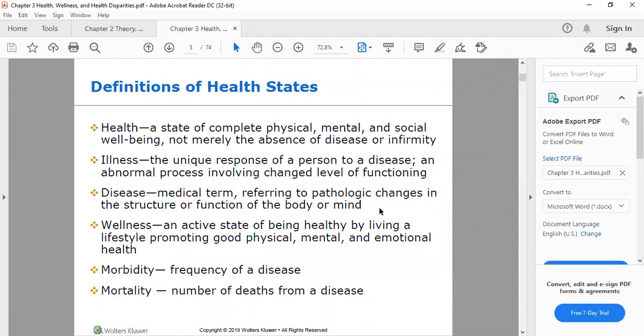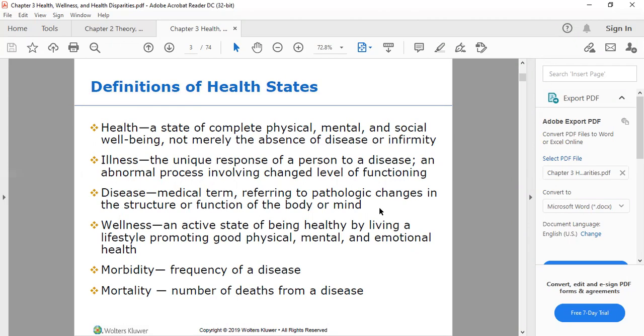So health is the state of complete physical, mental, and social well-being, not just the absence of the disease. Illness is your response to that disease, okay? The abnormal process or that change in your level of functioning. And disease is pathological changes that occur in the structure or the function of either the body or the mind.